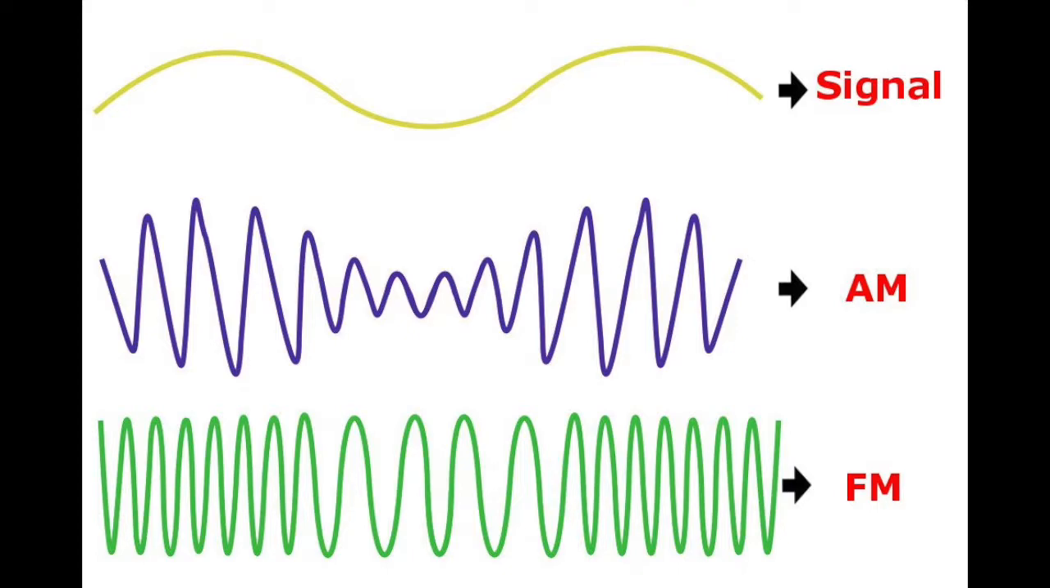FM radios work by changing the frequency from the transmitter while the amplitude stays the same. AM waves work the opposite to FM waves. The amplitude is changed, but the frequency stays the same. If we turn on the radio now, you'll hear something come up.